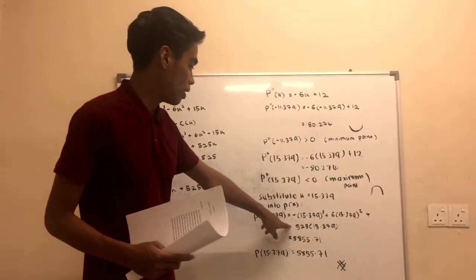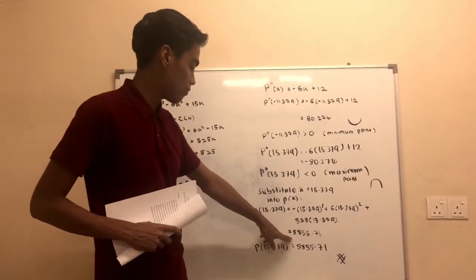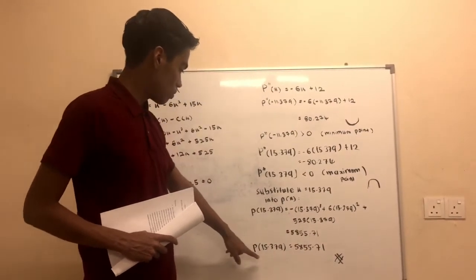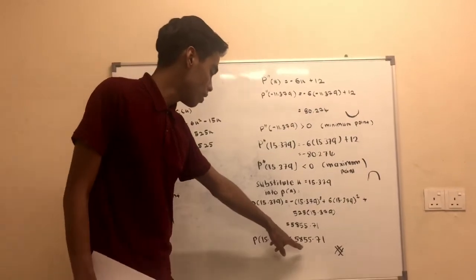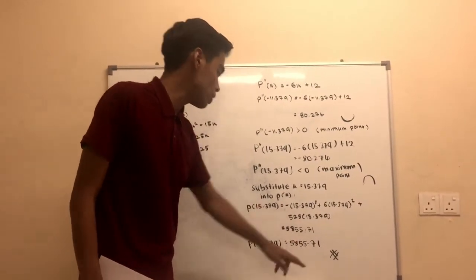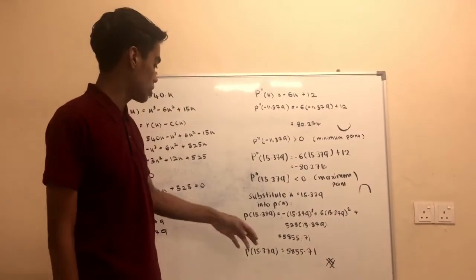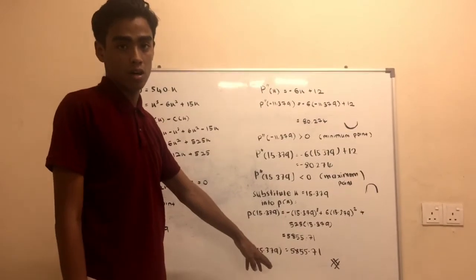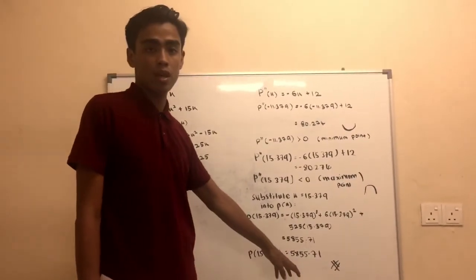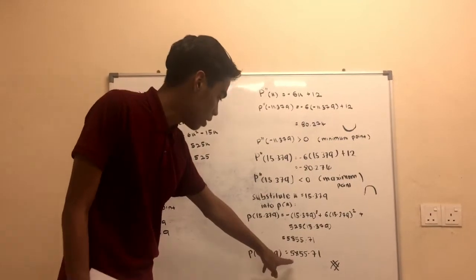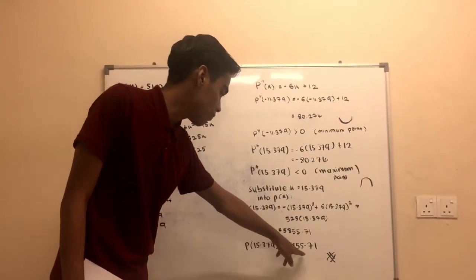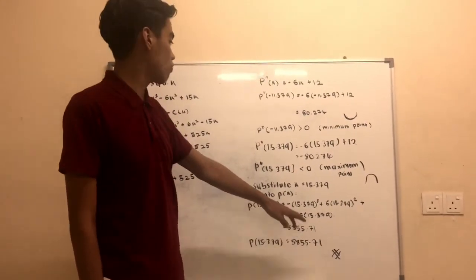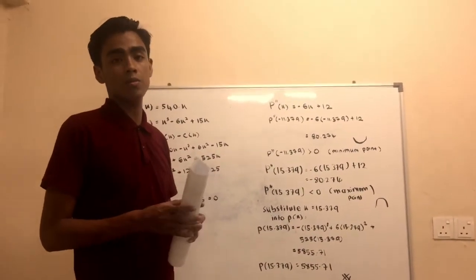After we plug in, we get the answer 5,855.71, which means when Apple produces 15,379 units of iPhone, the profit that they will get is $5,855.71 thousand. So that's all from me for the first problem statement. Thank you.